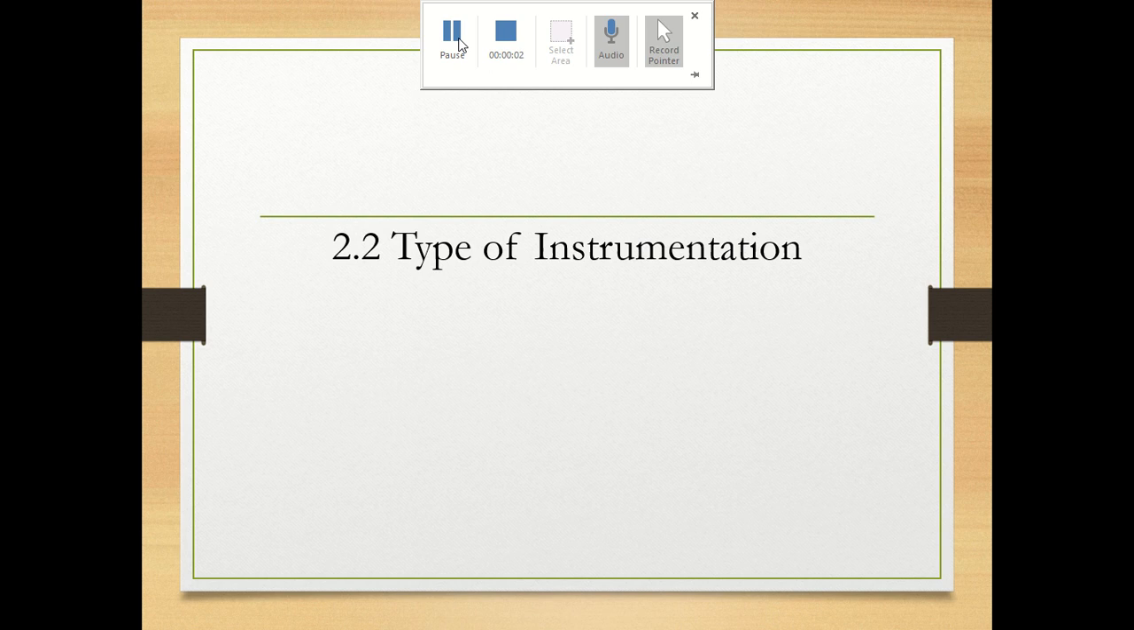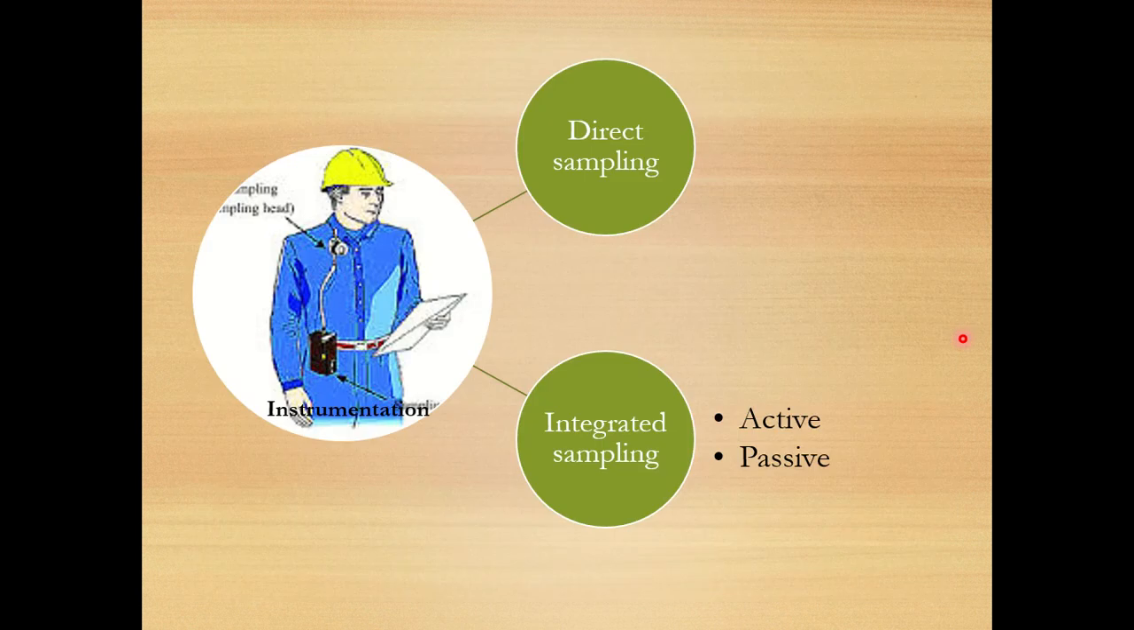Okay, so we continue on 2.2, which is the types of instrumentation that involve the hygiene technician. Basically there are two types of instrumentation involved, which are direct sampling and integrated sampling. Below the integrated sampling, we have active and passive types. So we will go through this later on.